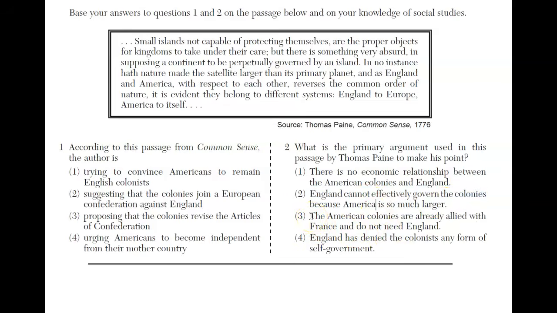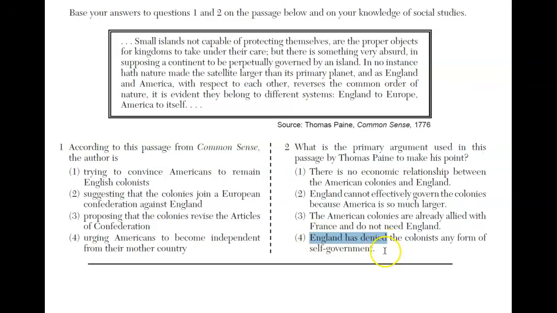Number 3, the American colonies are already allied with France and do not need England. Does he talk at all about American alliances with other countries? And in fact, if you remember, and you may not, the alliance with France does happen during the Revolution, but again, years after this. So he can't be talking about it yet. And he doesn't mention anything in here that sounds like an alliance or making deals with other countries.